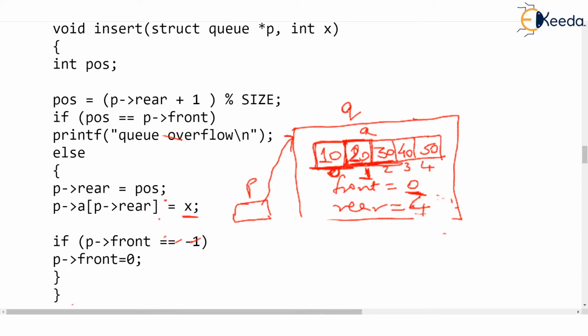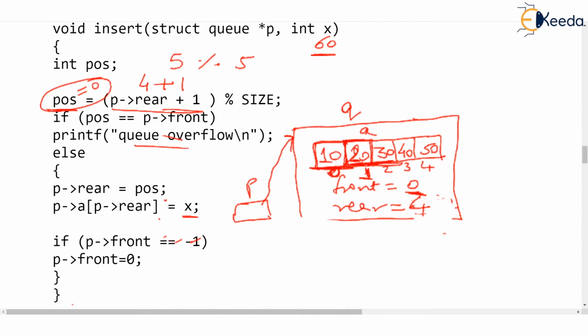And now suppose you call for inserting 60. What should happen? Come on, overflow must be declared because this queue is perfectly full, isn't it? So what it does, you see, this pos calculated now will be P arrow rear plus 1, where P arrow rear is 4. Check the box, rear is 4 over there. 4 plus 1, that's 5. 5 % 5, size is 5. Come on, 5 % 5 is 0. So position of insertion is 0.